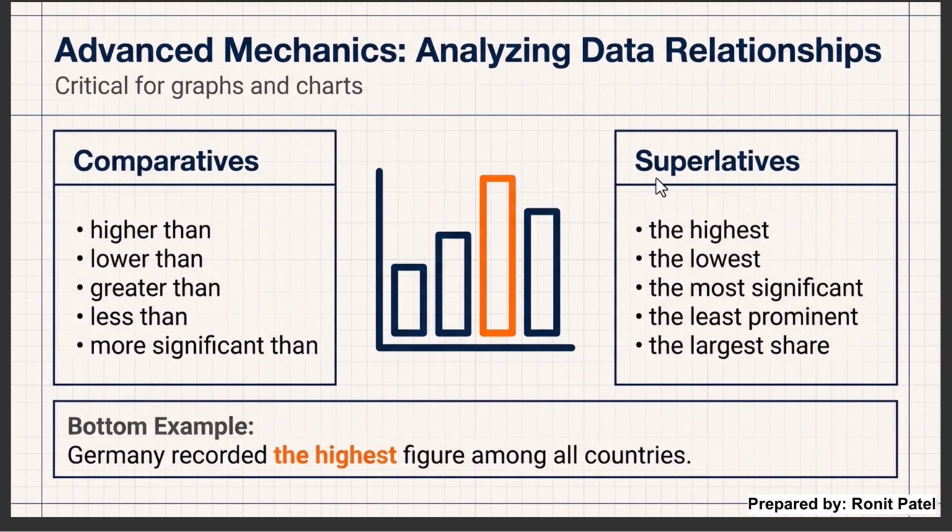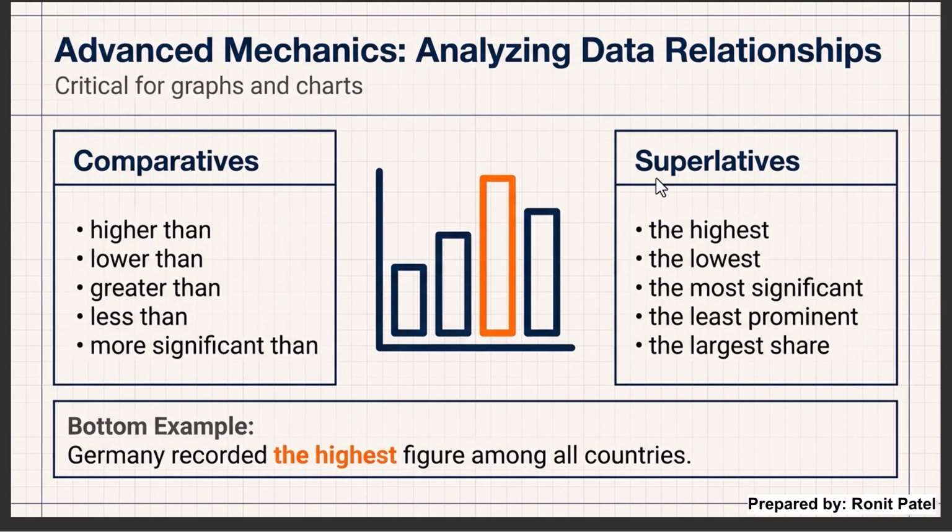Next, analyzing data relationships. For this, we use comparatives and superlatives. Before delving into comparatives and superlatives, one needs to possess knowledge of adjectives. Because after you understand the concept of adjectives, you can understand the concept of degree of comparison, which consists of three different degrees: positive degree, comparative degree, and superlative degree. So, first understand adjectives and then you can get a clear understanding of this concept.